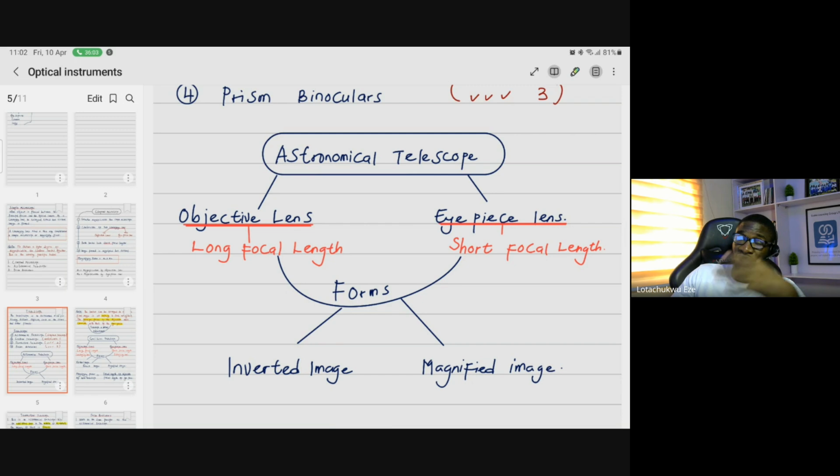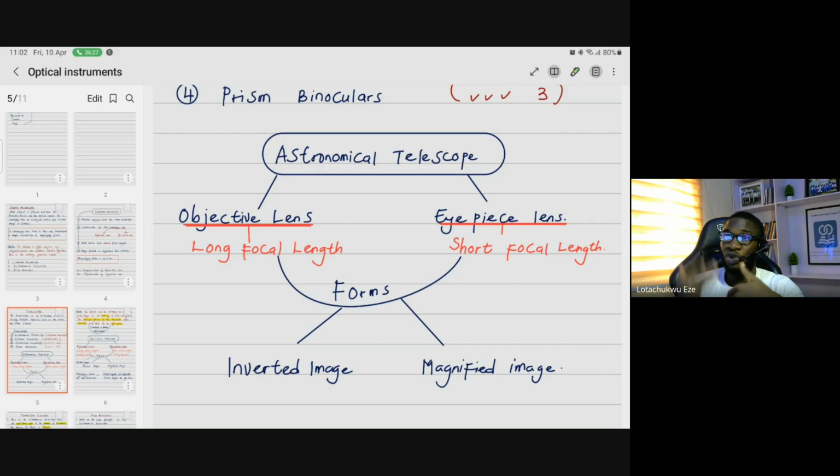For the astronomical telescope, it has two lenses as always. Remember that your compound microscope and your telescope are formed by combining two lenses, an objective lens and an eyepiece lens. And those two lenses must not be the same. One can be a converging lens, the other can be a diverging lens. It is also possible that both of them are converging lenses, or one converging and one diverging.